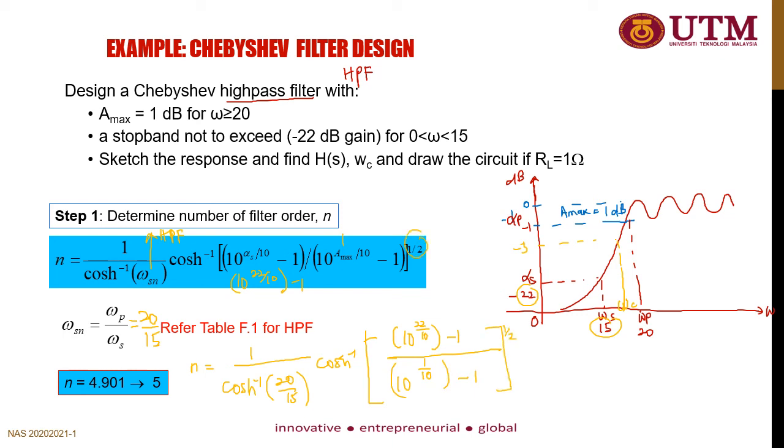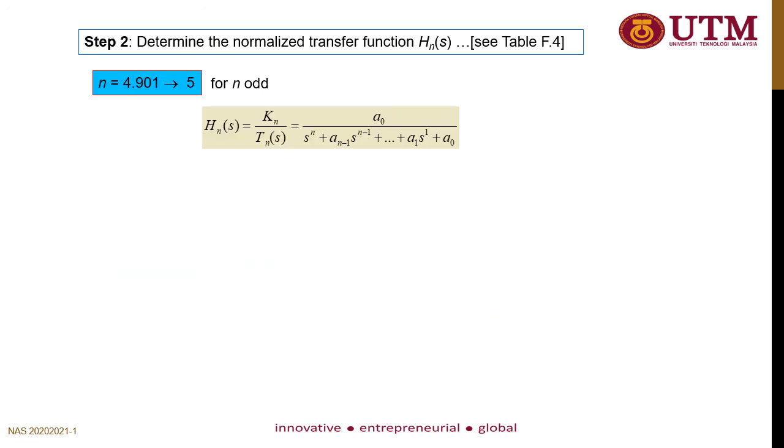You should get your n equal to 4.9. So round it up to the next higher whole number. So n in this case equals 5. Once you have the n value, you can write down the transfer function. For the high pass Chebyshev filter, n is odd.